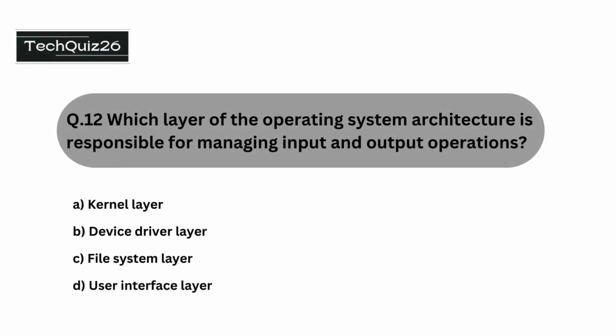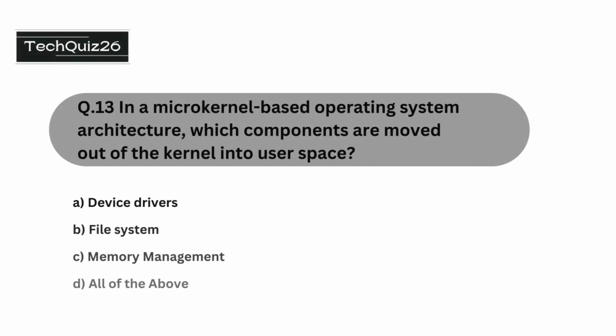Question number 12 is, which layer of the operating system architecture is responsible for managing input and output operations? The options are kernel layer, device driver layer, file system layer, user interface layer. The correct option is device driver layer.